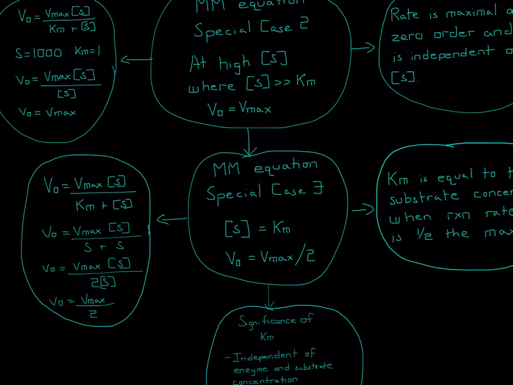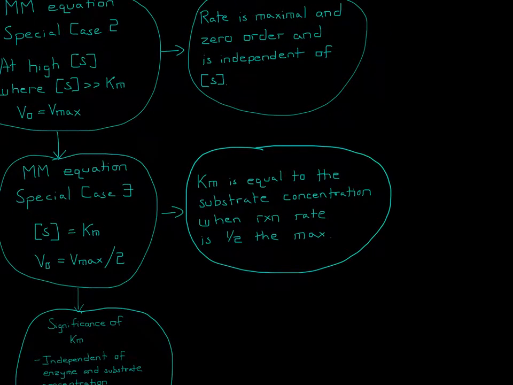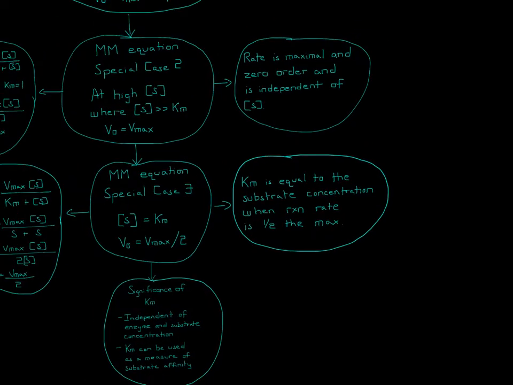If you make it an S, well, S plus S is 2S. So remember that you can cancel the numerator and the denominator, and once that's canceled, all you're left with is Vmax over 2 equal to initial velocity. So that's how you get that. And so Km is equal to the substrate concentration where the reaction rate is one half the max reaction rate.